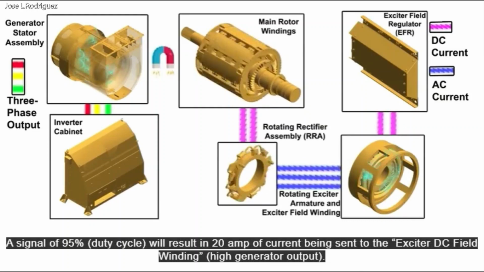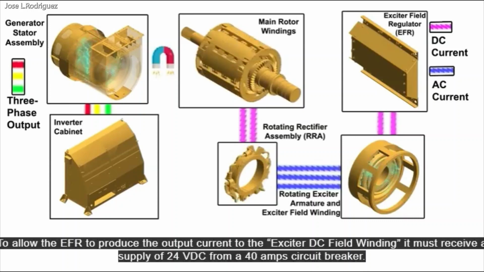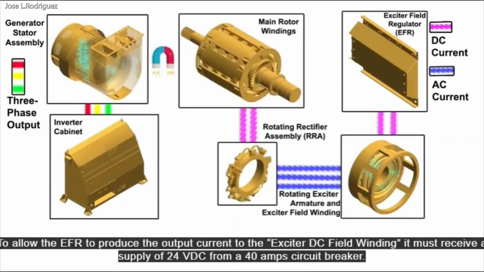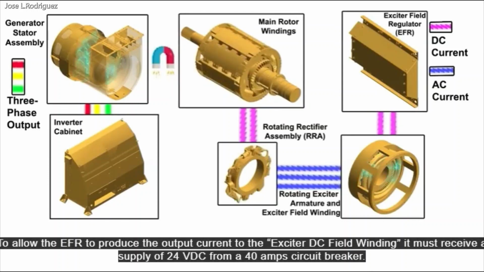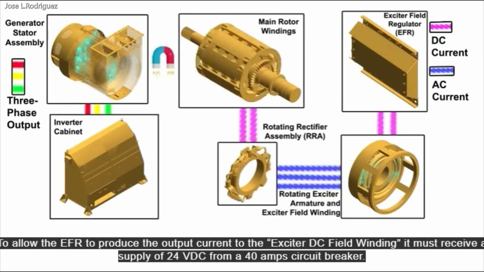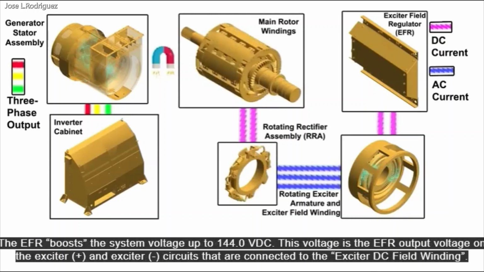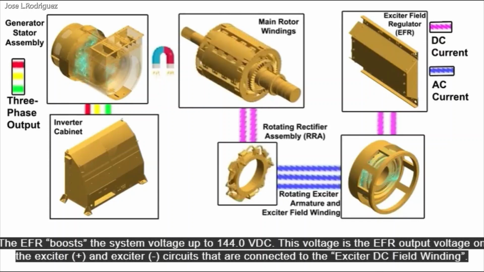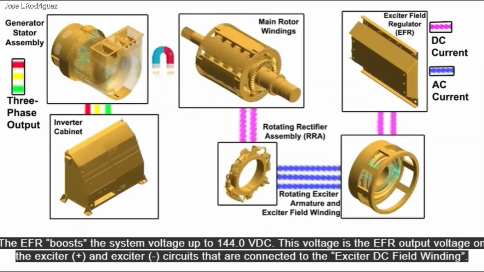winding, high generator output. To allow the EFR to produce the output current to the exciter DC field winding, it must receive a supply of 24 VDC from a 40 amp circuit breaker. The EFR boosts the system voltage up to 144.0 VDC. This voltage is the EFR output voltage on the exciter positive and exciter negative circuits that are connected to the exciter DC field winding.